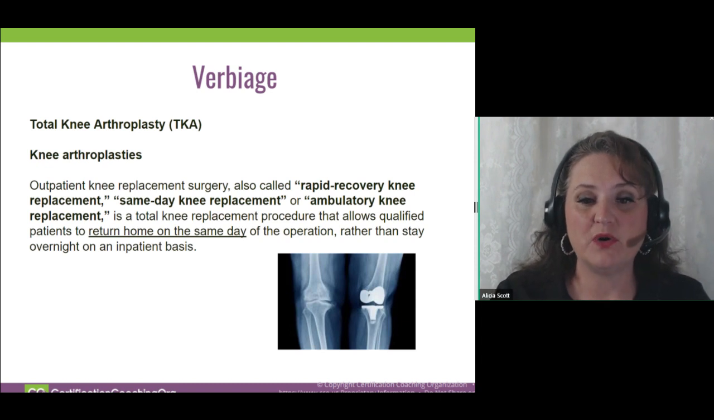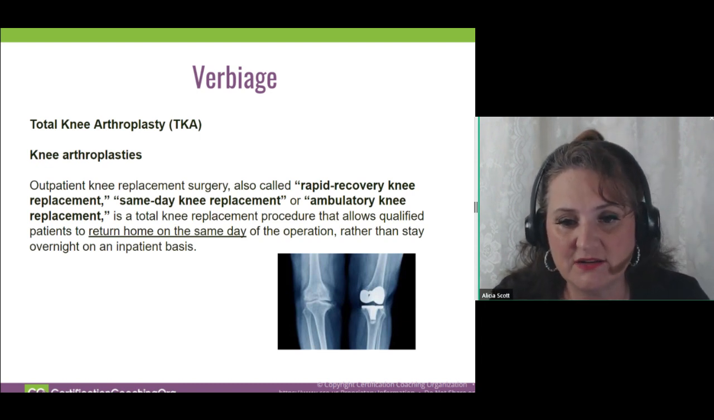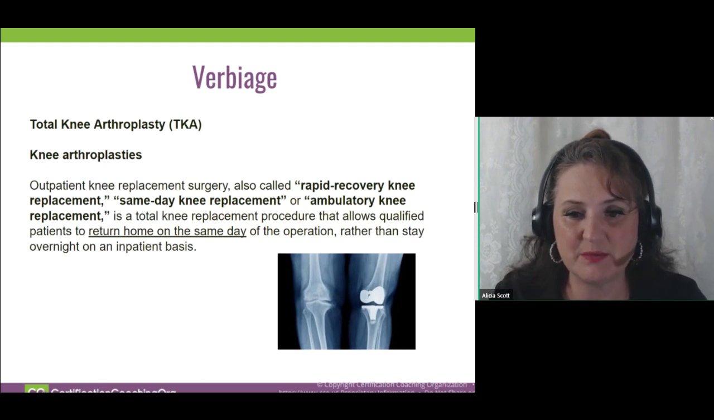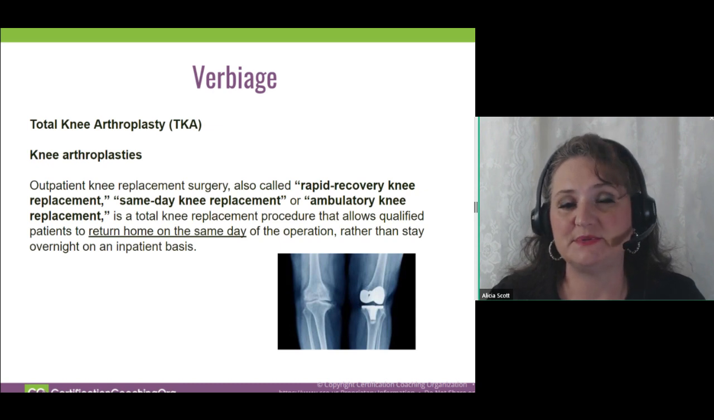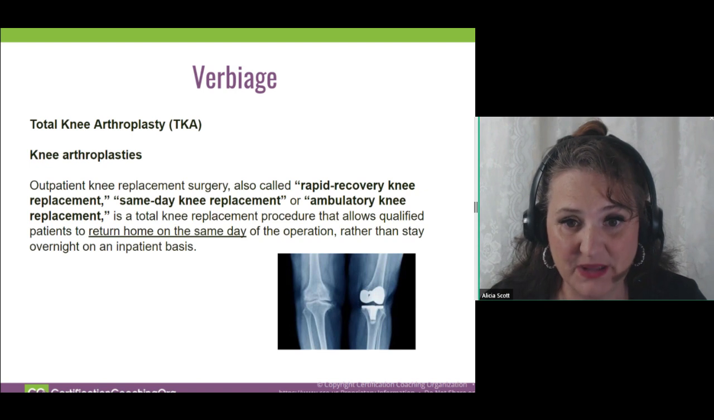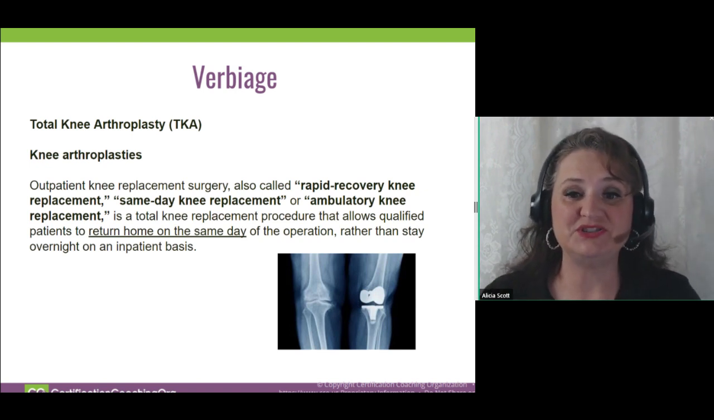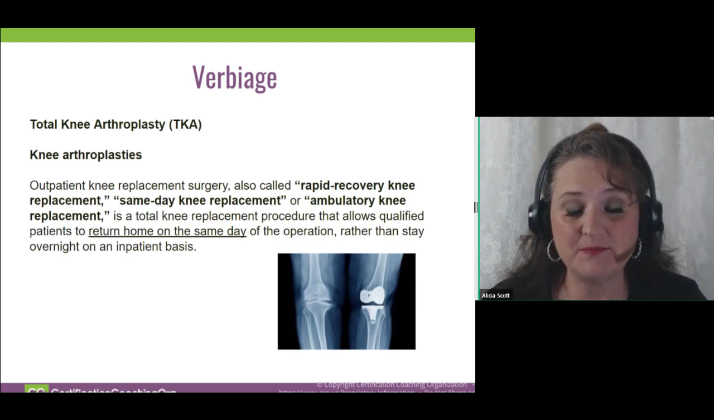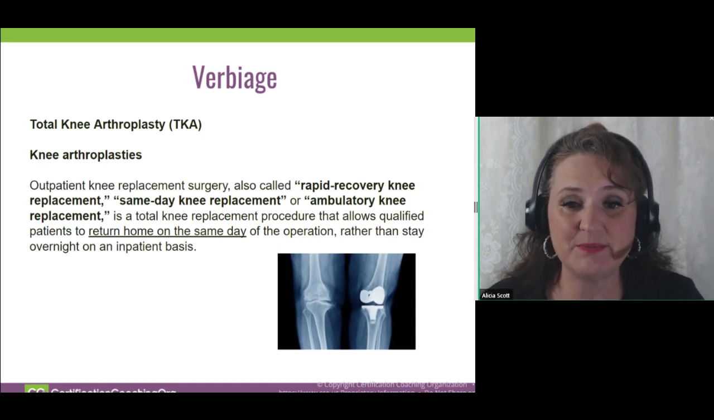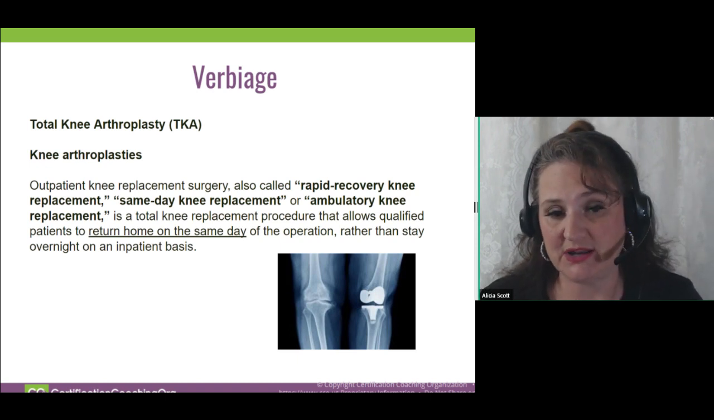This is a, well, no, it's not a before, it's a left and right view of a person who's had a knee replacement and a person who hasn't. Other types of knee replacements, if they do outpatient knee replacements, common verbiage is rapid recovery knee replacement, same day knee replacement, and ambulatory knee replacement.